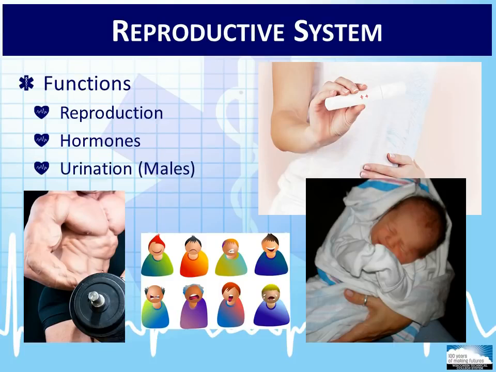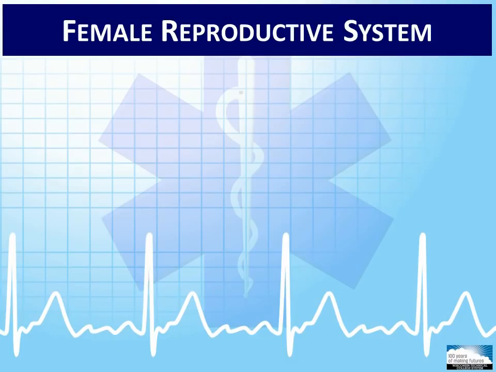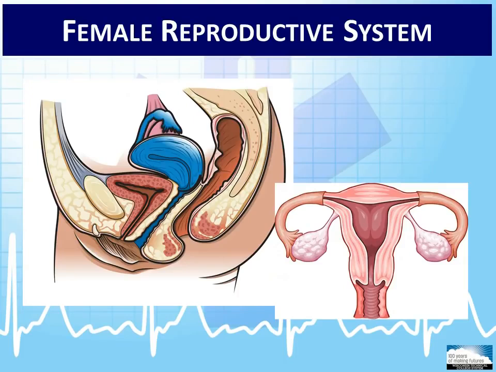Lastly, given the inclusion of the urethra, part of the renal system, within the penis, a reproductive organ, the male reproductive system is also involved in the process of urination. As the reproductive systems vary between men and women, we will look at each independently. Beginning with the female reproductive system, we will first identify the ovaries. These are the female sex glands.